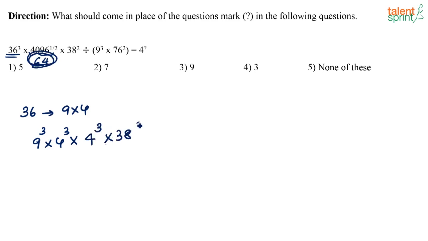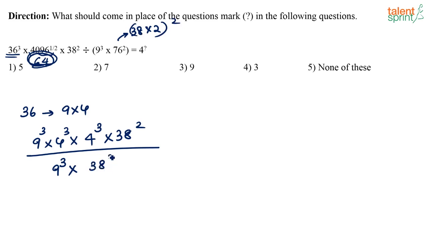Then you have 38 squared. This whole divided by, you have 9 cube into, here what is 76? 76 is nothing but 38 into 2, right? So 38 into 2 the whole square, that is nothing but 38 squared into 2 squared. Now just cancel out the terms that you have. 38 squared gets cancelled. 9 cube gets cancelled. So 2 squared is nothing but 4. So you have 4 to the power 6 by 4, which is equal to 4 to the power 5.